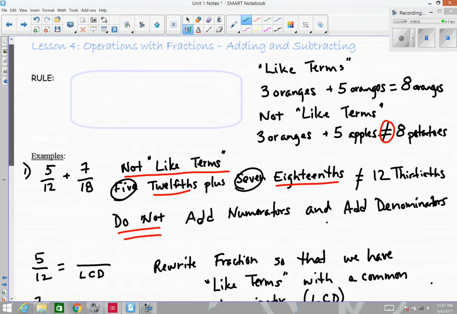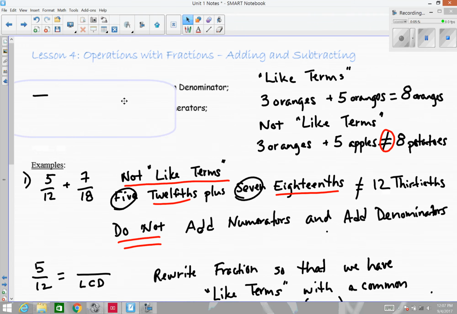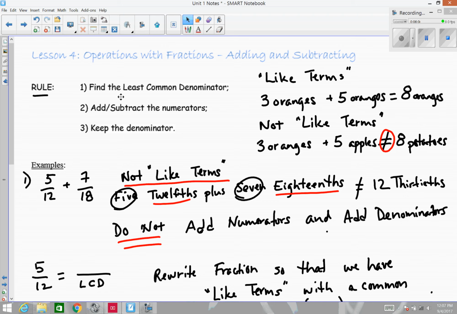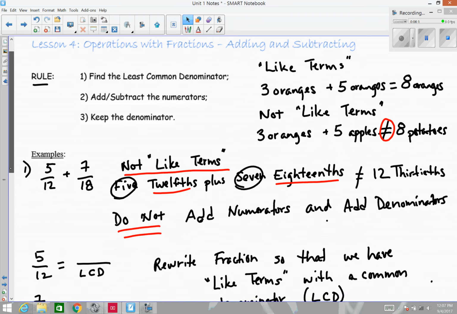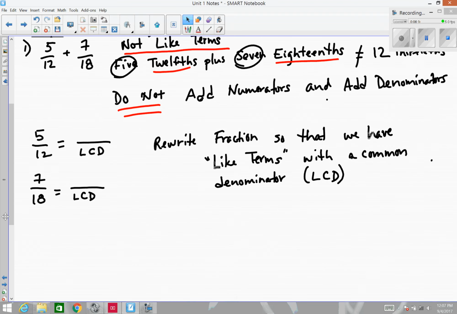So in your rules up above here, I know that you have yours written in. The first thing we want to do is find that least common denominator so that we can rewrite our fractions. And then we are going to just add and subtract the numerators, keep the denominators, because that's like keeping our units, apples and apples, or oranges and oranges. So let's go ahead and finish this example that we've started. We want to complete this sum, 5 over 12 plus 7 over 18.